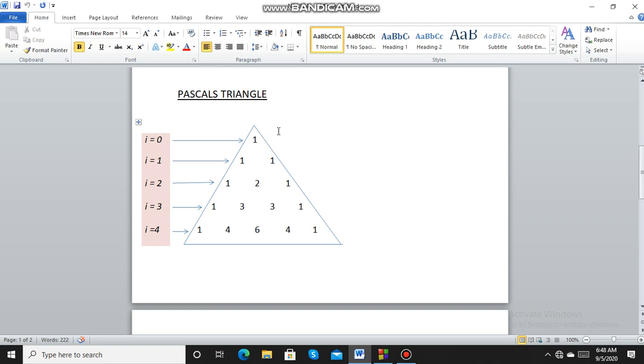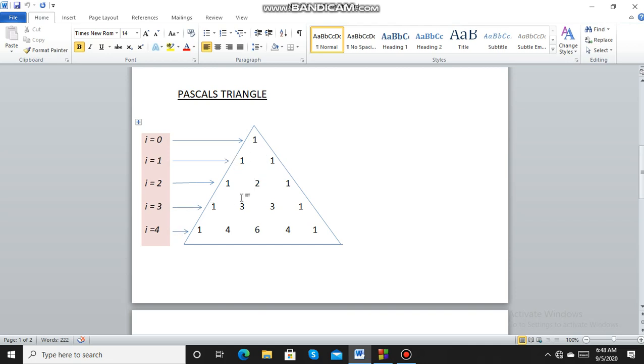To make this triangle, first you have to write one on top, then copy the one on both the sides. Then you write 1 2 1, then 1 3 3 1, 1 4 6 4 1. The 2 is obtained by adding the numbers just above that, that is 1 and 1.